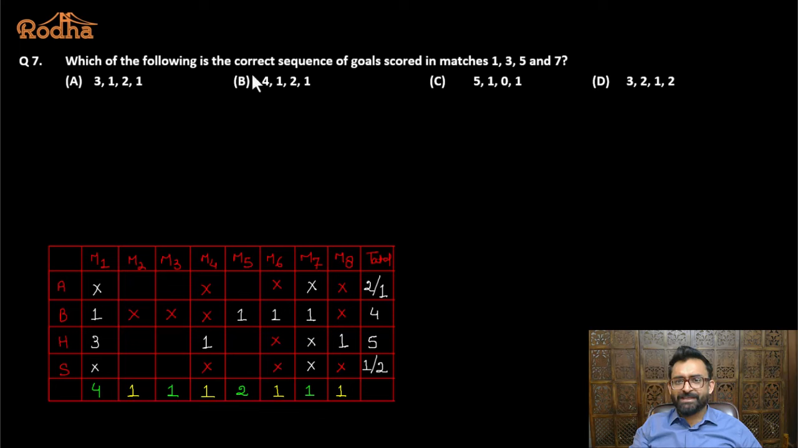Which of the following is the correct sequence of goals scored in match 1, 3, 5, 7? Match 1, it is 4 goals. Match 3, it is 1 goal. Match 5, it is 2 goals. And match 7, it is 1 goal. So 4, 1, 2, 1. The answer is B. Fine.